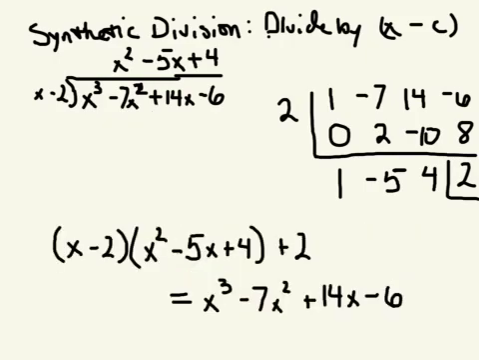In the language of multiplication, this long division or synthetic division translates to saying that our divisor, x minus 2, times our quotient, x squared minus 5x plus 4, plus our remainder, 2, is equal to that original polynomial, the cubic. Notice that if the remainder had been 0, so this term is gone, I would have a perfect factorization.